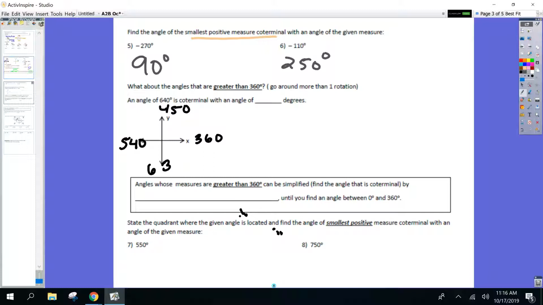I keep adding 90, right? So 630, still not at 640, but keep going, add another 90. Where are you? 720? So where's 640? What quadrant? Quadrant 4. All right, here you go. Same. I'm not going to do anything different until the very end. Is 640 closer to 630 or 720?